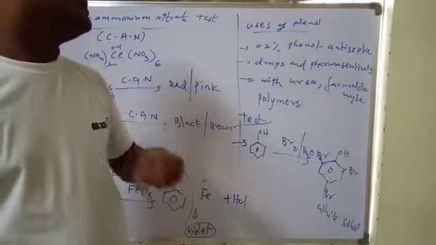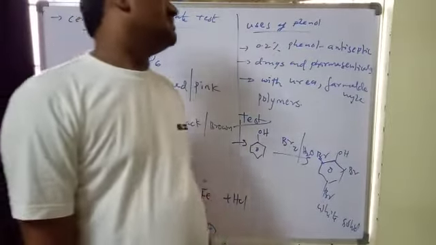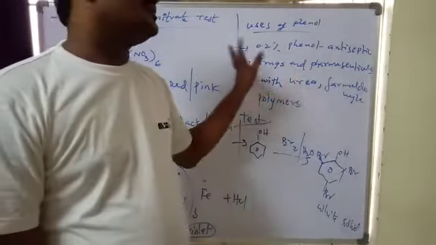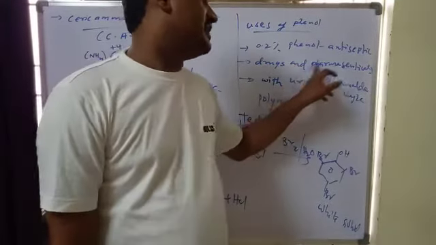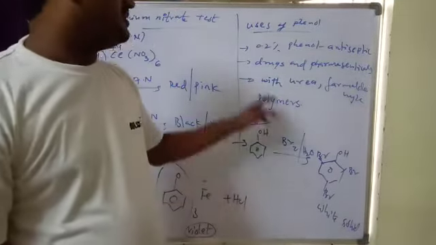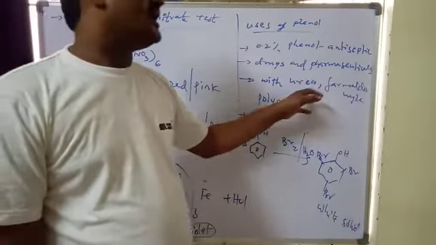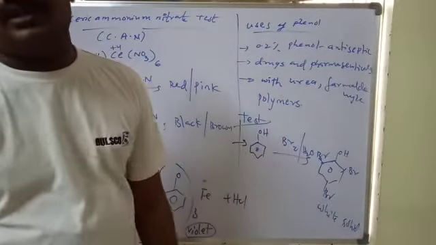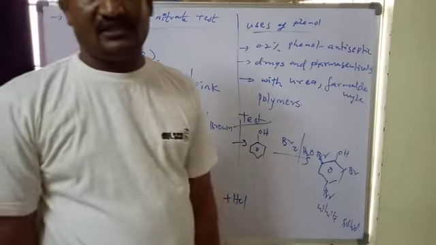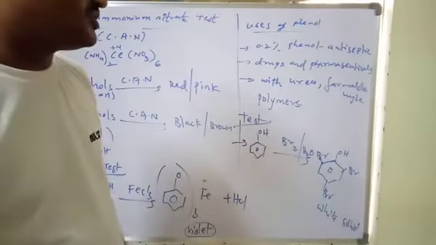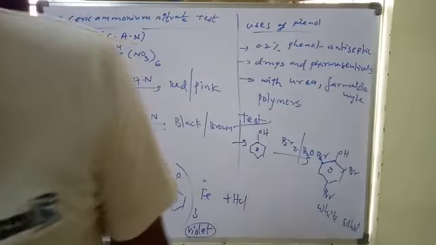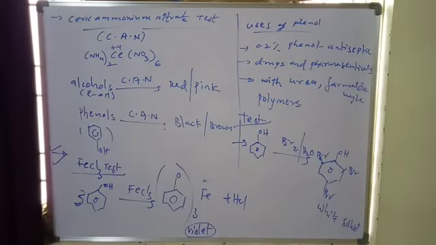Now uses of phenols. 0.2% phenol is used as an antiseptic and in drugs. It is also used in the preparation of drugs and pharmaceuticals. Phenol with urea and formaldehyde is used to make many polymers. Important polymers are bakelite, and bakelite switchboards are prepared. So these are the uses of phenols and their properties and chemical reactions.